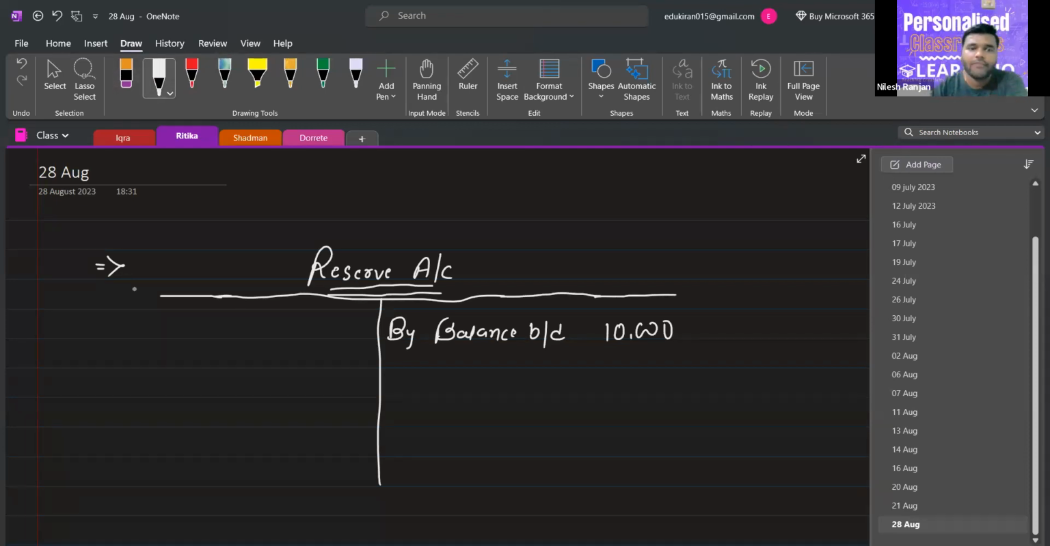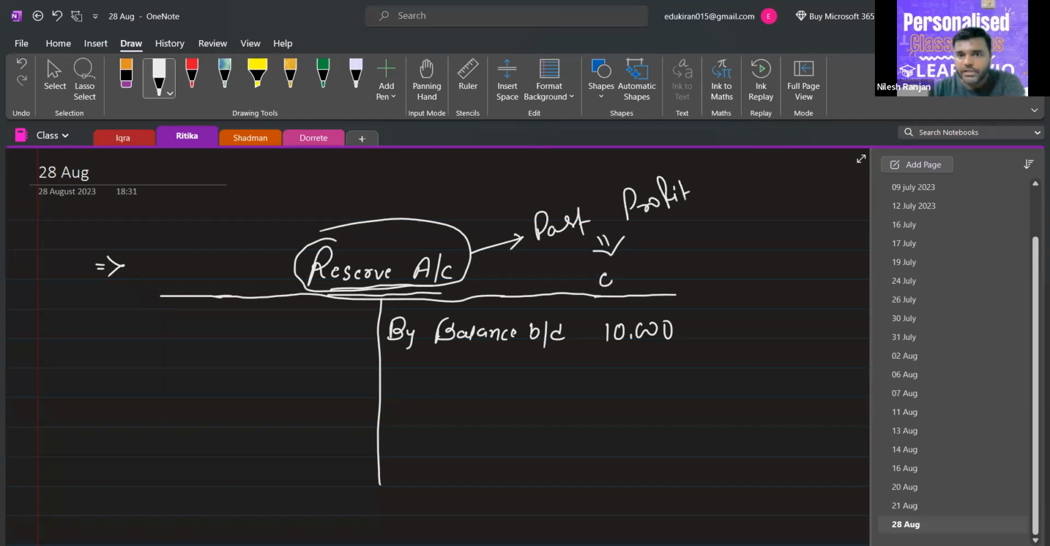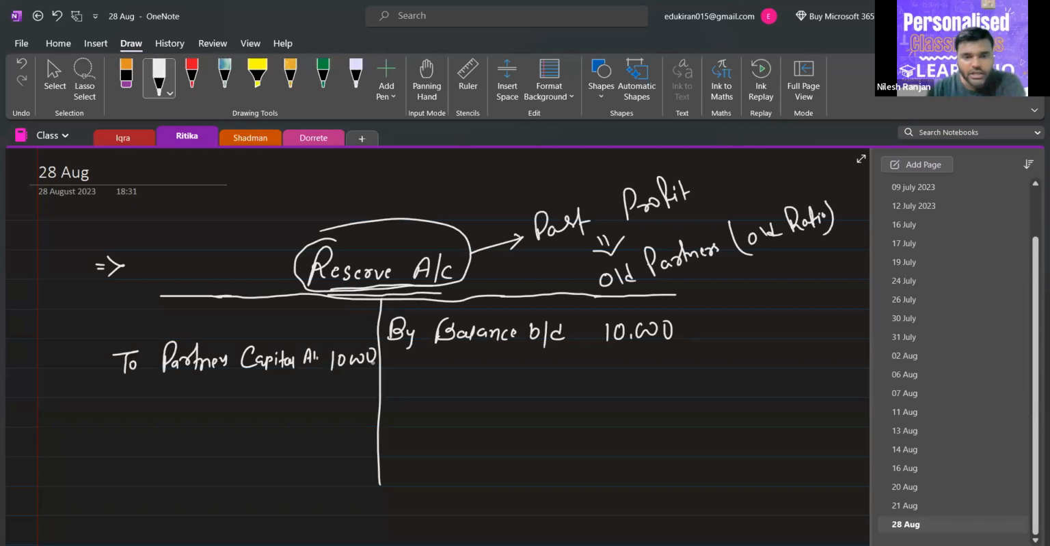So we have to write something else for distribution purpose. So reserve is distributed between the old partners, because these are past profits, in the old ratio. Generally, we do this. So we will write here to partners capital. If names are given, then to A capital, to B capital, whatever the names are, you will write the names of partners. To partners capital account, 10,000. Now this account is closed. There is no balance left.